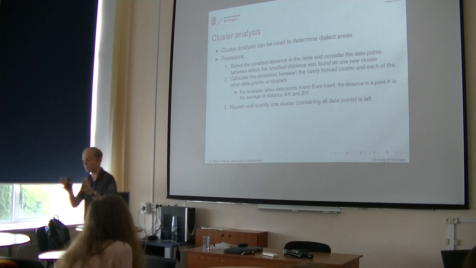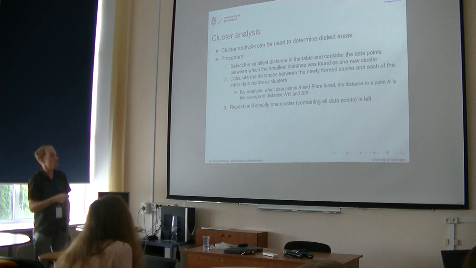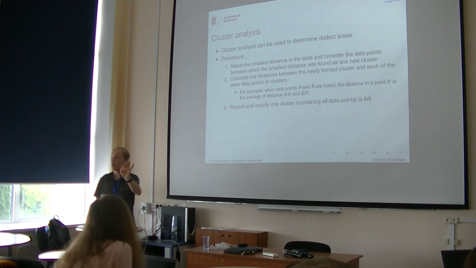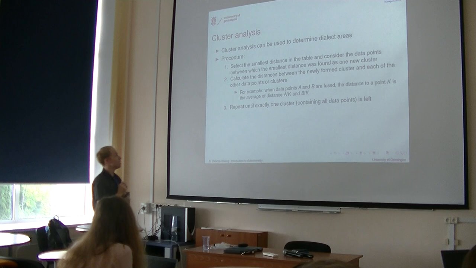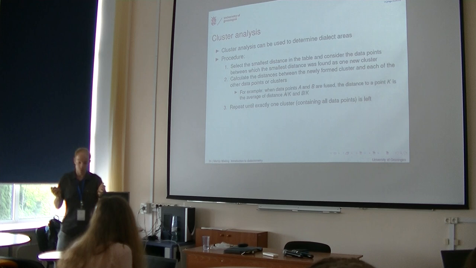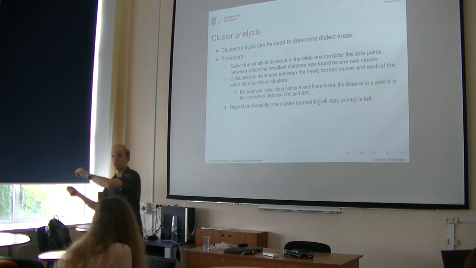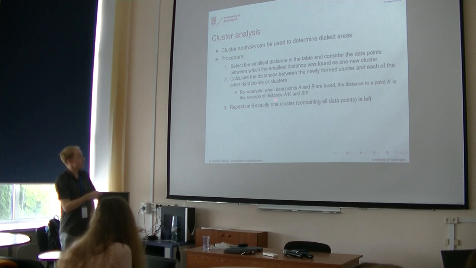Right. So what is the procedure? Well, you have this big table, 424 times 424. We select the smallest difference in this table, and we say, okay, these two sites are most similar. So we merge them. Right? So then they're one group. And then you do the same thing again. You have a new table, you fuse the smallest distances, right? Repeatedly, until you have the number of clusters you want.